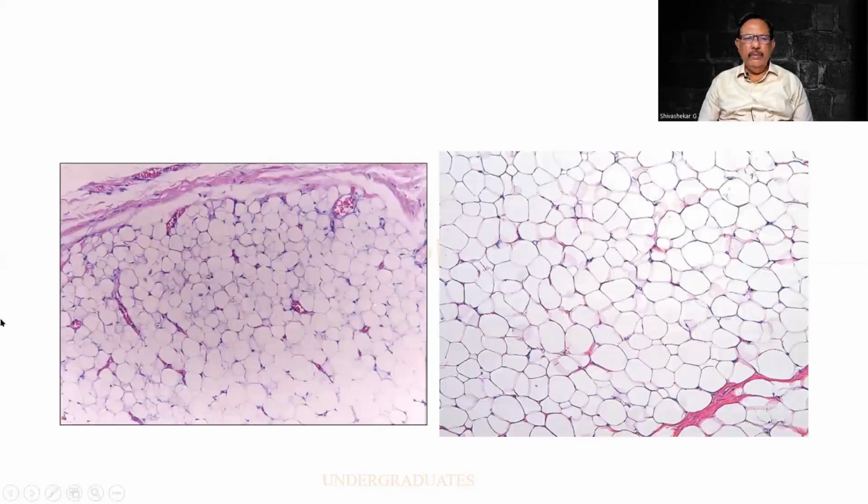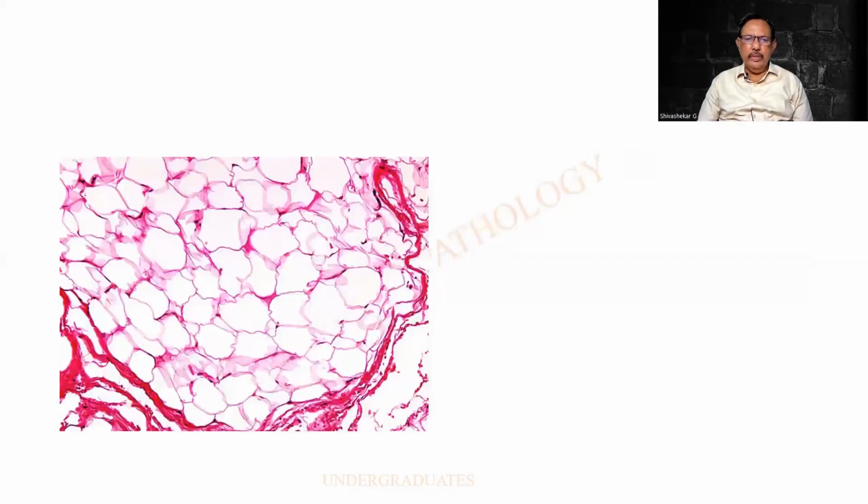Another favorite one, very easy: multiple sheets of cells, more or less uniform, with empty-looking cytoplasm. Hardly any material is seen. Externally it is covered by a capsule. This will be focused on in the exam. So look at this one. This red line is the capsule.